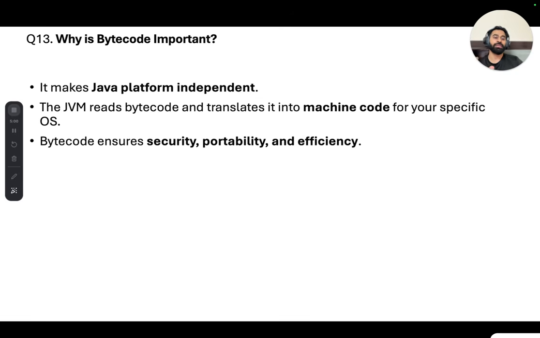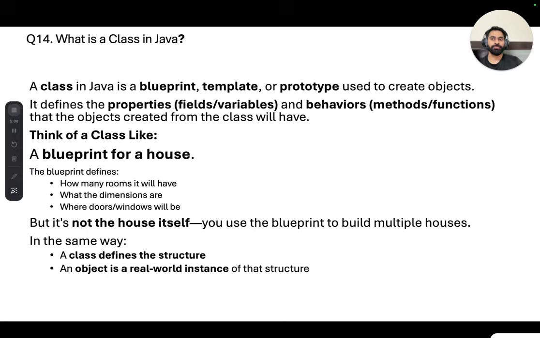So the next question was, why is bytecode important? Because it makes Java platform independent. As I already explained, the JVM reads bytecode and translates it into machine code for your specific OS. Bytecode ensures security, portability, and efficiency. This is what they want to hear from the candidate. It provides security, because bytecode is not machine code that can be read by other platforms. It provides portability, because you can use this bytecode to run on different OSes. And it is also more efficient. So that's why bytecode is important.